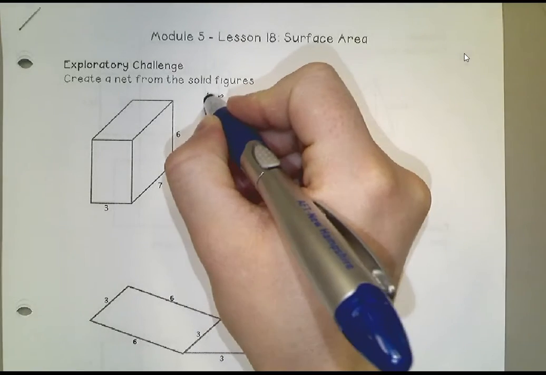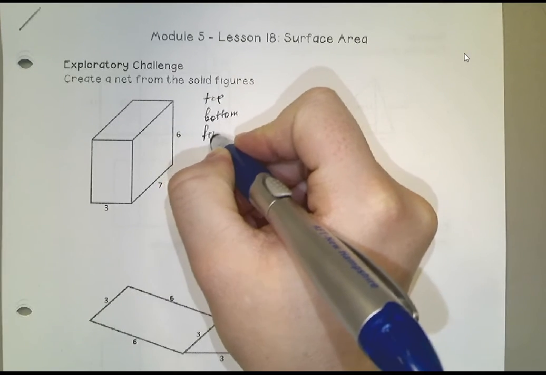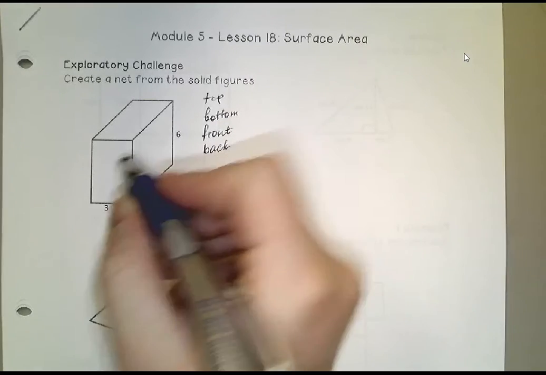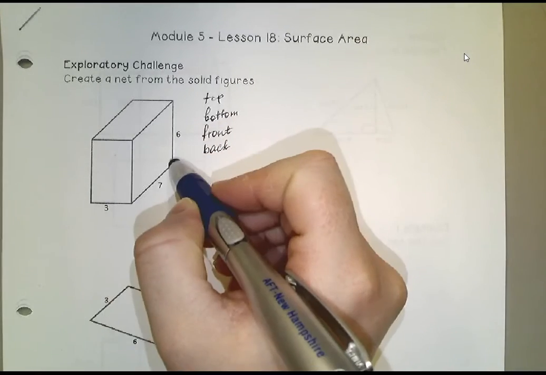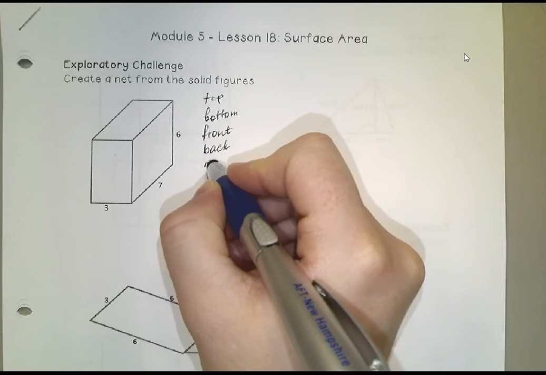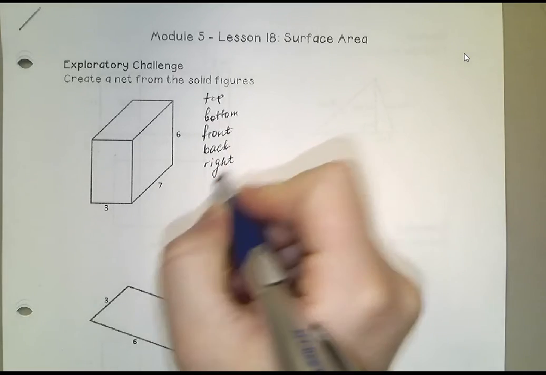We have the front and the back. So this is our front right here. The back will be right here. And we have the right and left side.